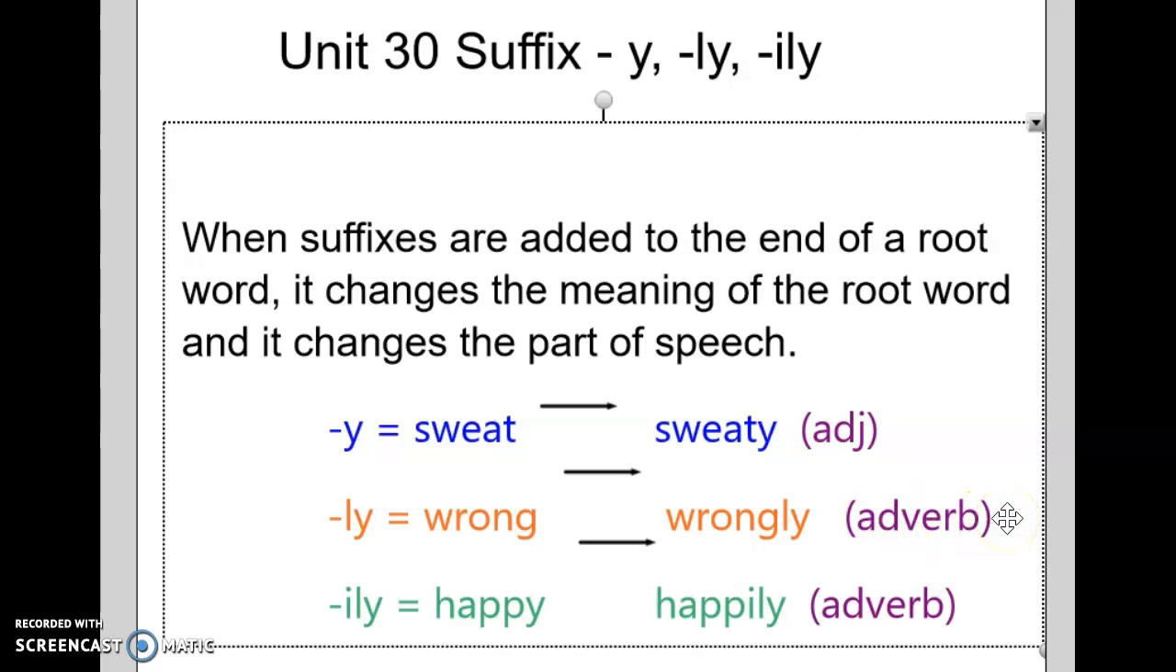This is an adverb. If the suffix ily is added to the root word, for example, happy to happily, that also changes to an adverb.